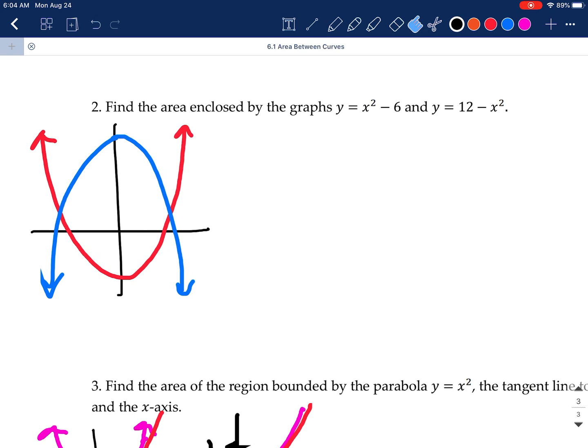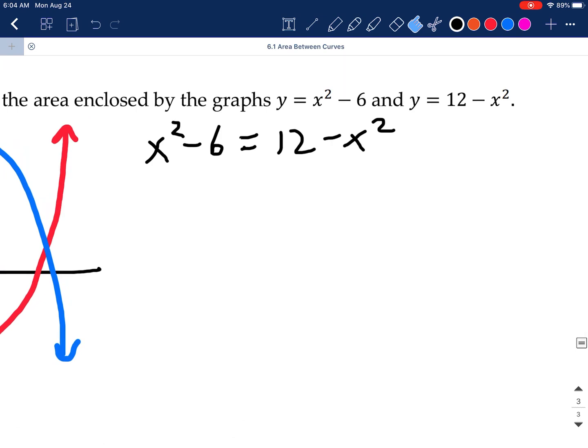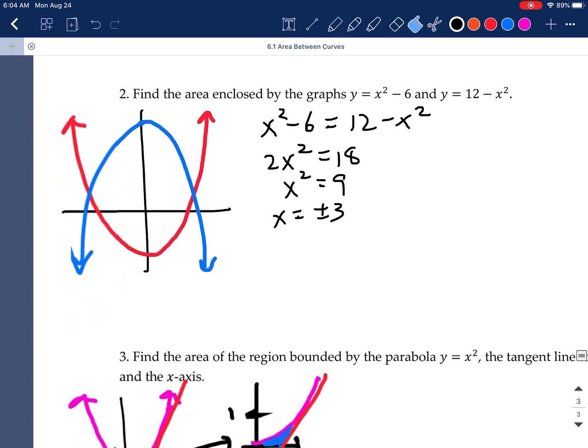So for number 2, find the area enclosed by the graphs y equals x squared minus 6 and y equals 12 minus x squared. So same as the first example, we would start with setting those functions equal to each other. This one's clearly going to be a function of x example, top minus bottom. And so if we solve, we'll get 2x squared is equal to 18. So it looks like x squared is equal to 9, so x equals plus or minus 3.